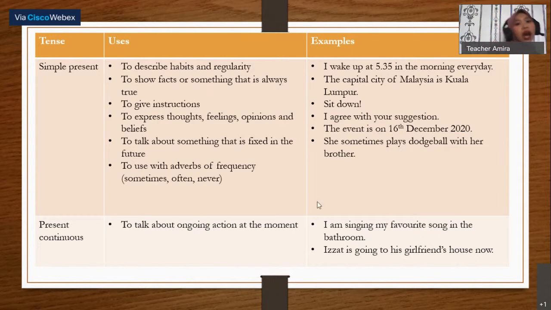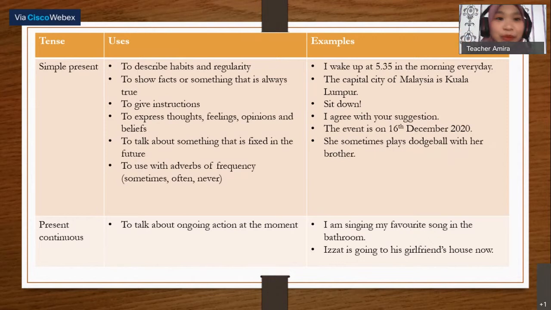And then we go to present continuous tense. So present continuous tense is easy. You use it when you want to talk about an ongoing action at the moment. At this moment, not in the past, not in the future, and it is ongoing. For example, I am having a webinar right now. I am having. And another example is I am talking to you right now. I am looking at my camera right now. Alright. Okay. Those are the examples.